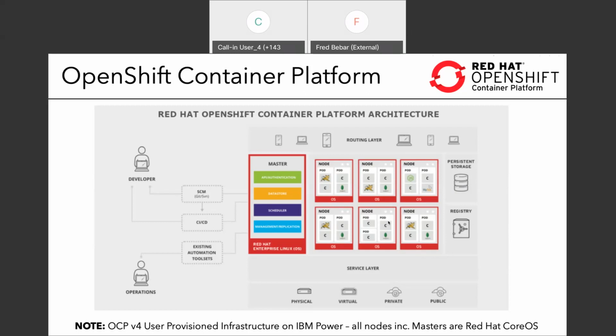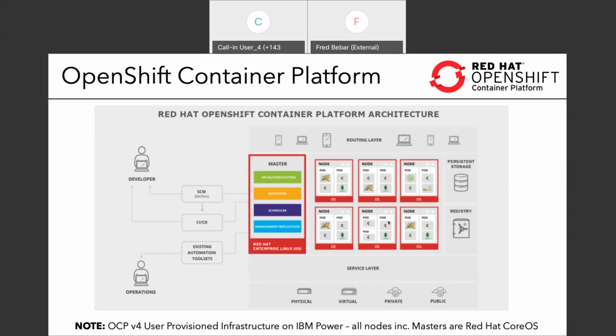We have the physical layer underneath where we can deploy these VMs or servers on physical, virtual, private, or public environments. The service layer allows them all to communicate, and then we've got persistent storage and image registries, where we keep our images and where we provide storage, should they require it, to the containers, the pods. And at the top end we've got a routing layer that allows external users to come in to the applications that we're hosting within our worker nodes.